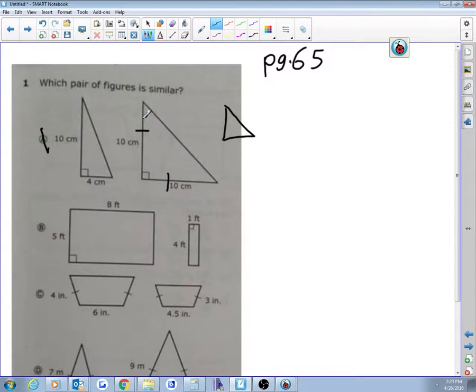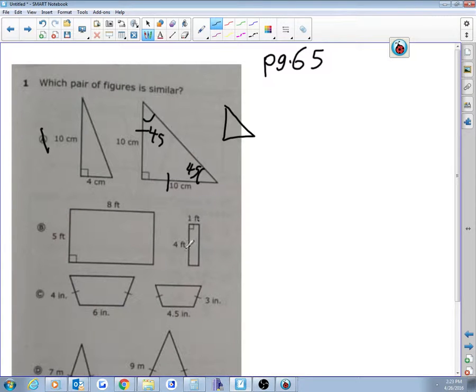Also, similar figures have the same angles. They have congruent angles. So if these angles are the same size, this would be a 90, 45, 45. So number 1's out. Number 2.